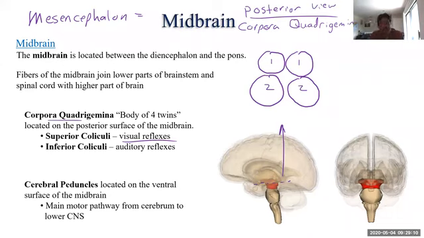Or if you're playing tennis, you have to keep your eye on the ball. You don't ever want to take your eye off the ball. Oh, table tennis, ping pong. Yeah, just like Forrest Gump. Never take your eye off the ball. He must have had some really great superior colliculi responsible for those visual reflexes.